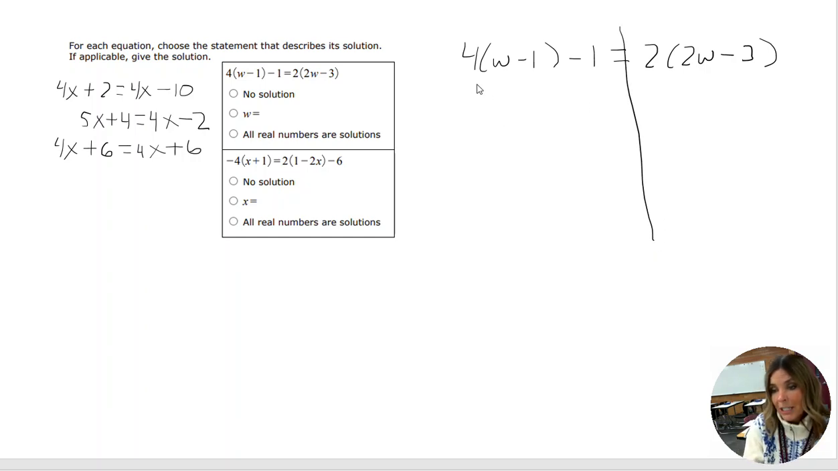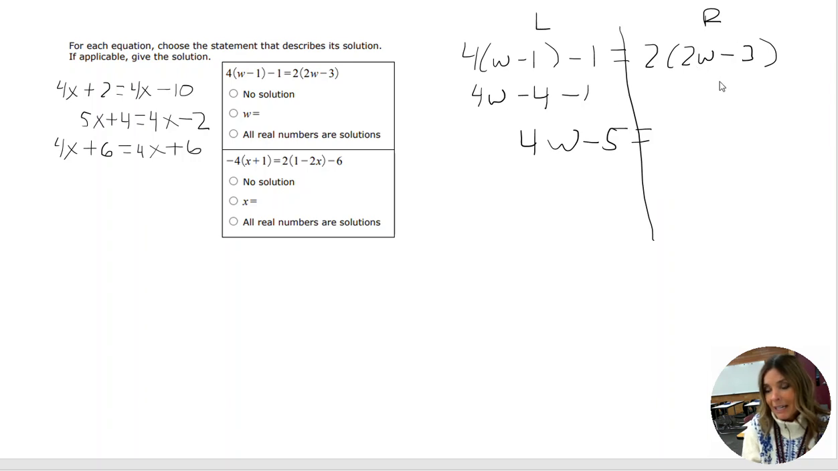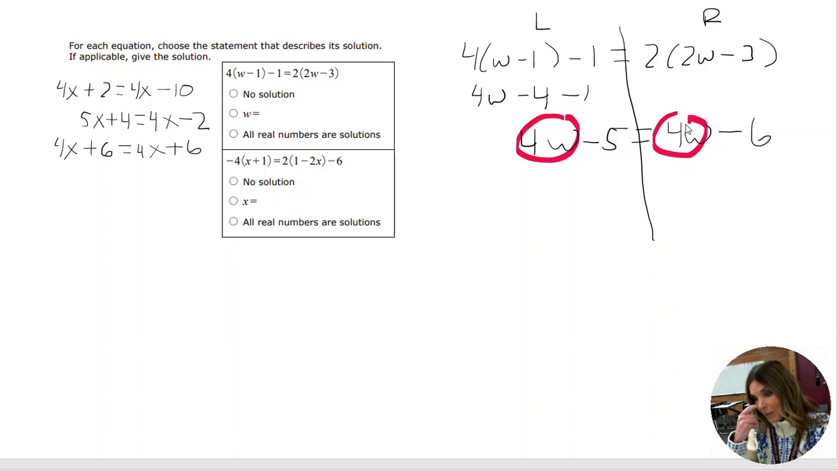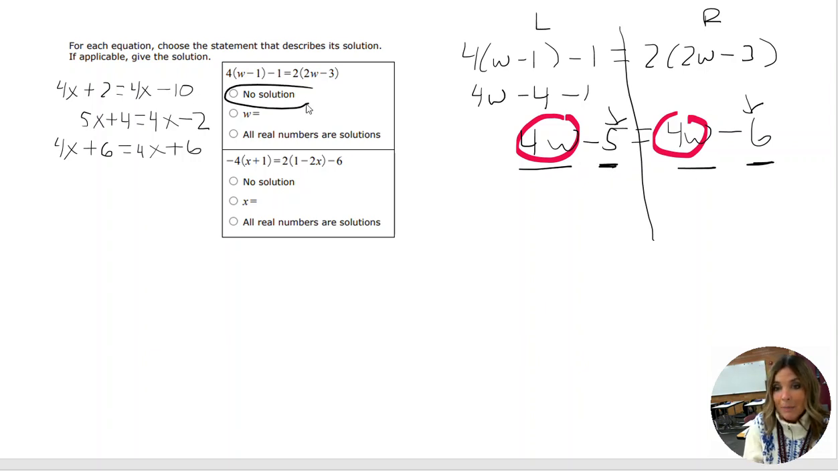First step for solving an equation is to simplify the left side. So 4w minus 4 times negative 1 is 4w minus 5. On the right side, 2 times w is 4w. 2 times negative 3 is negative 6. Now right here you should recognize in your equation, when you identify your variable terms, that they are exactly the same. But on the left side you're subtracting 5, and on the right side you're subtracting 6. So you're taking the same thing and you're subtracting 5 on one side but subtracting 6 on the other. So this is an example of no solution.